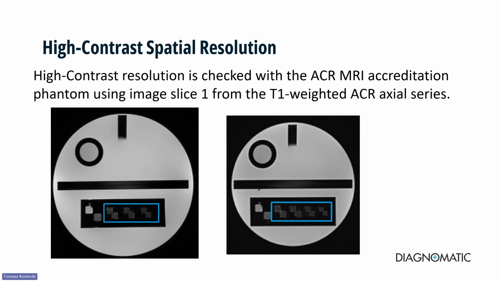On the first slice of the ACR Axial T1 series, we can test high contrast spatial resolution. This test checks whether the scanner can distinguish small structures that are close together. Note that the large and medium ACR phantoms have different numbers of resolution arrays. The large phantom contains 3 arrays, while the medium phantom contains 4 arrays.